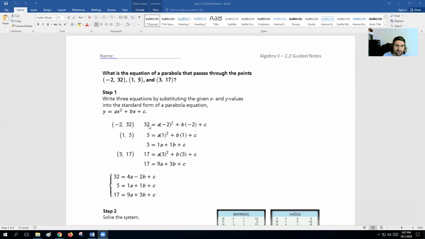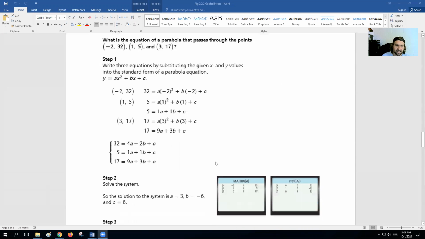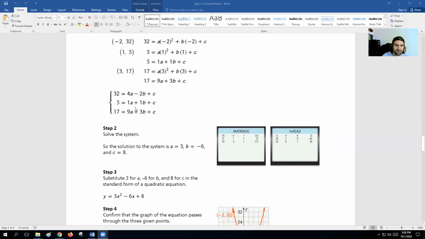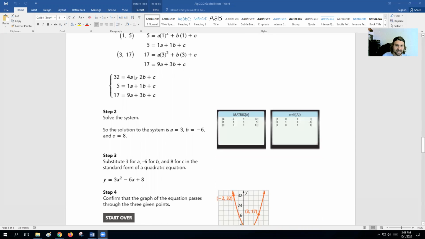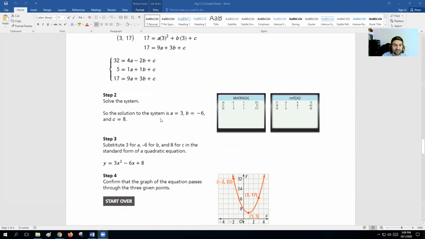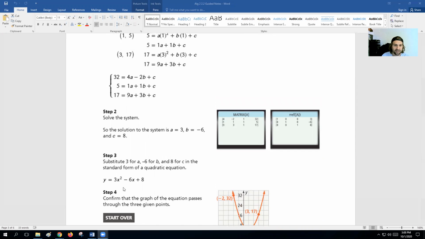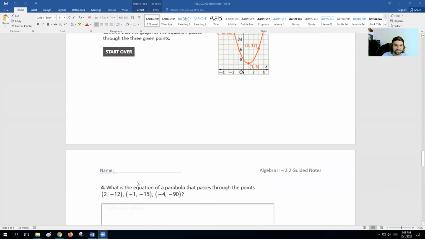What ends up happening is we get the equation 32 equals a times negative 2 squared plus b times negative 2 plus c. And we get this equation set up. Same thing with 1, 5 and 3, 17. Now, if you notice, when we start stacking these equations up, they look like a system of equations that we can solve, like in the last section. Once we figure out what a, b, and c are, or x, y, and z, like we did in the previous chapter, we can plug those values in, and that's our equation.